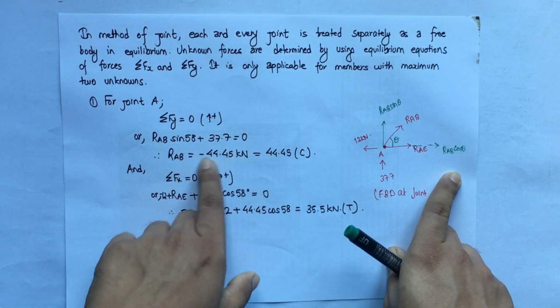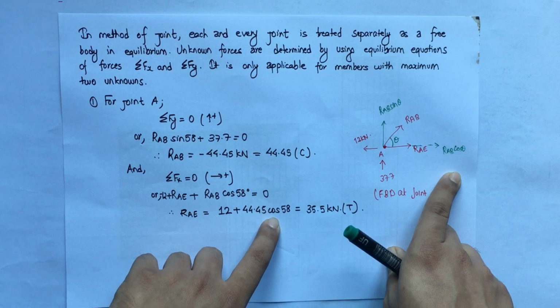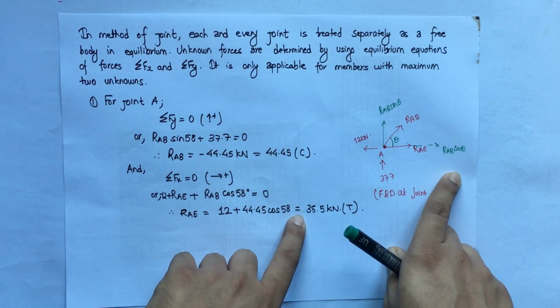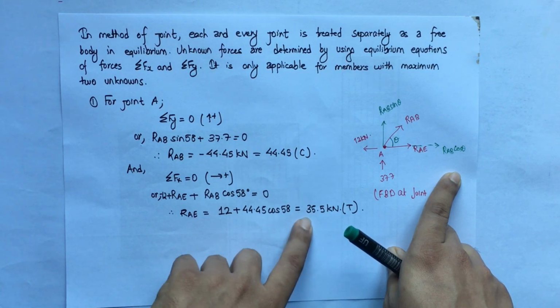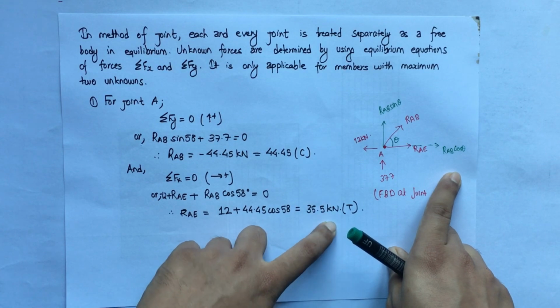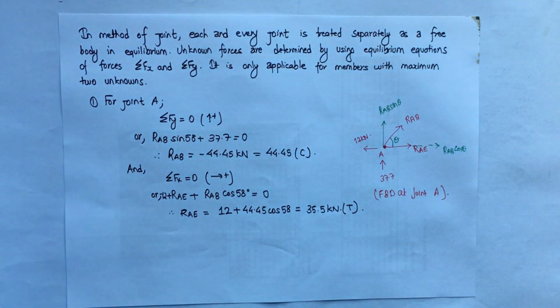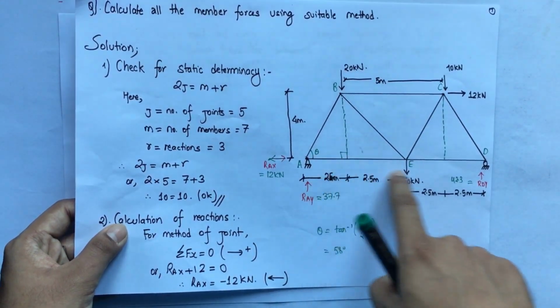Don't get confused, we have to take the sign convention of the compressive force, so minus 44.45 cos 58, and we get this value as 35.5 kilonewton, and this is a positive value, there is no negative sign, that means it is a tension. So this is a tension type force. So we are done with the first joint, that is joint A, and we have resolved the member forces for AE and AB.